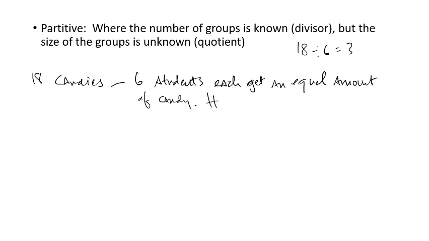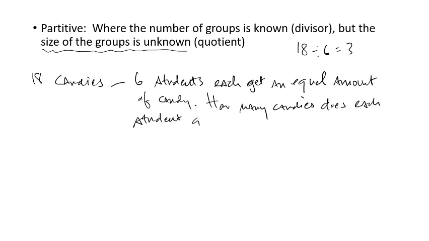So now the question is not how many students, it's the size of the group that's unknown. And so we want to know how many candies does each student get. So now the partitive model is a little bit different because we're not going to measure off 6 candies, 6 candies, 6 candies because that's the measurement model. The way that we see this drawn out a lot of times is we're going to make a column for our 6 students.